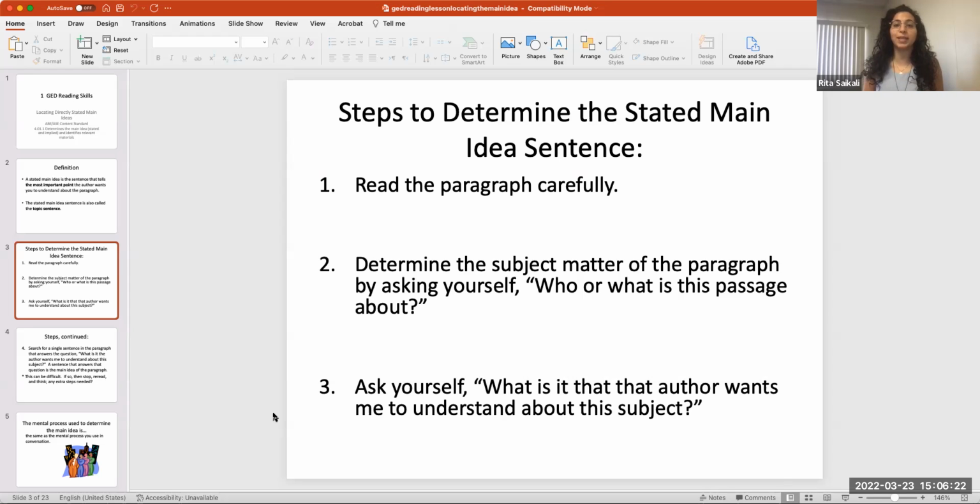So what are the steps that you need to take to understand the main idea? One, you should read the paragraph carefully. Determine the subject matter of the paragraph by asking yourself who or what this passage is about, and what does the author want me to understand about the subject? More so than this, typically a topic sentence is usually the first or second sentence in the paragraph. Okay? So if you're looking for it and you're not sure where it is, typically it's the first or second sentence in the paragraph. Good? Awesome. All right, so you want to ask yourself who or what the passage is about and what is the author trying to tell me.